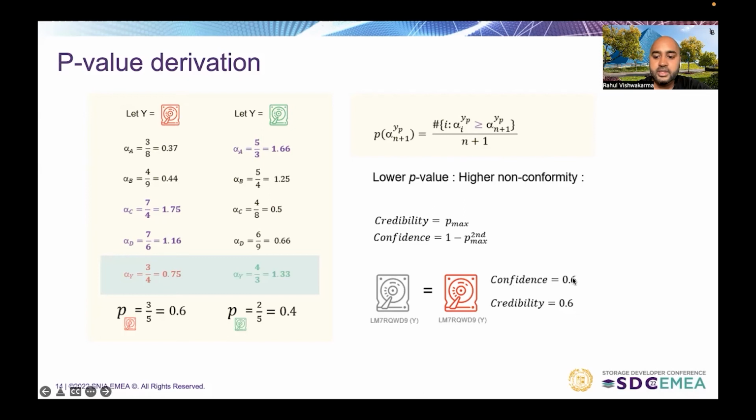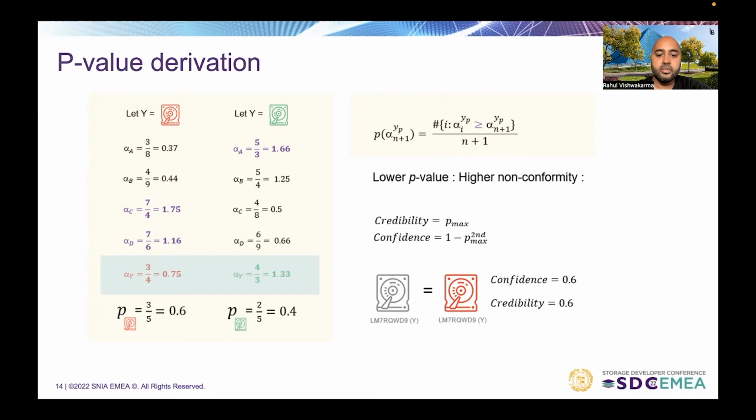So the confidence is 0.6 and the credibility is 0.6 once we do the calculation. So now let's see the confidence. This is the label to be predicted, and we are saying that the predicted will be red. The algorithm has just let you know the predicted label, but conformal prediction lets you know what is the confidence of the prediction. So this is 0.6.